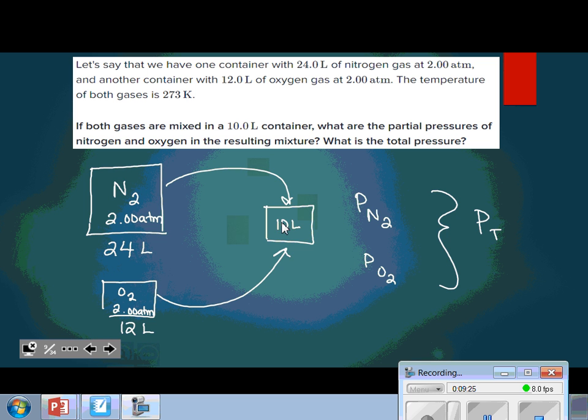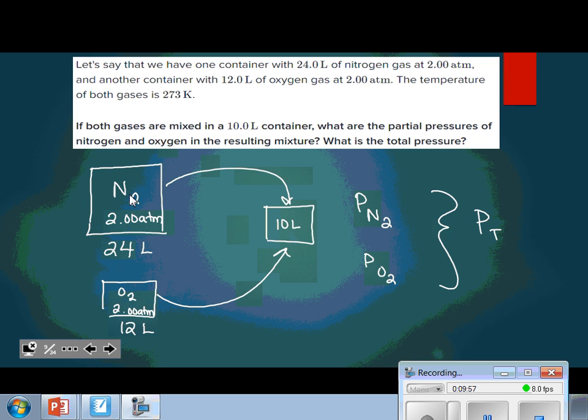Right, so one thing I think it might be easier for you to see would be to draw this out. So you've got a container of nitrogen gas at 2 atms, and that container is 24 liters. Then you have a different container of oxygen gas at a pressure of 2 atms, and that container is 12 liters. Then you're going to take nitrogen, this container here, and add it to a 10-liter container. And you're going to take oxygen and add it also to this 10-liter container.